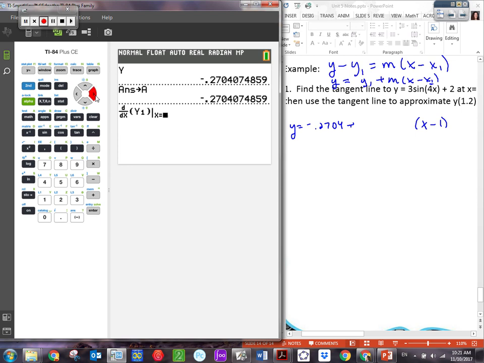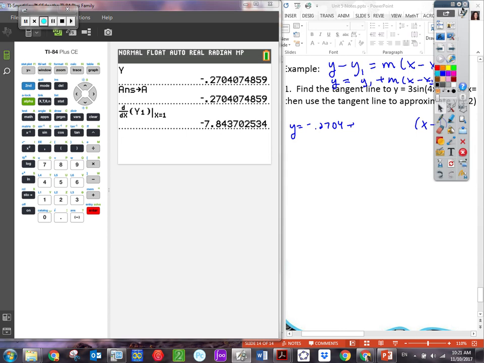And what was the x value that we wanted to know the derivative of? It was 1, wasn't it? So I'm going to put a 1 in here, and then I'm just going to hit enter, and the calculator is going to do all the work for us. Now next year you'll be able to do this by hand. We're not going to worry about that this year, right? We're just going to be using our calculator to do these things.